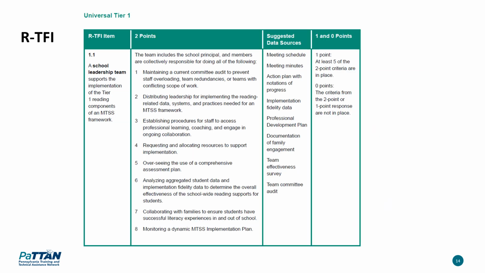Here's an example of that scoring rubric for just one item. Here, the facilitator would pose the statement, a school leadership team supports the implementation of the Tier 1 reading components of an MTSS framework. The respondents consider what evidence we have to suggest that this statement is fully implemented, partially implemented, or perhaps not at all. So you'll notice in the center of that chart where it says 2 points, looking at all the criteria, that would indicate, yes, a school leadership team does support the implementation of the Tier 1 reading components within an MTSS framework.